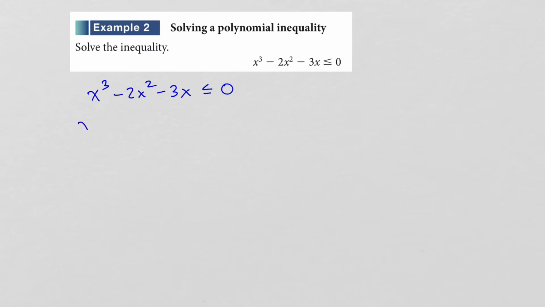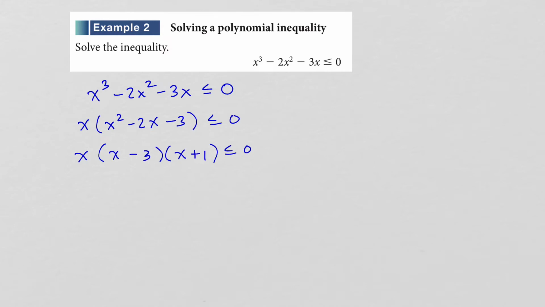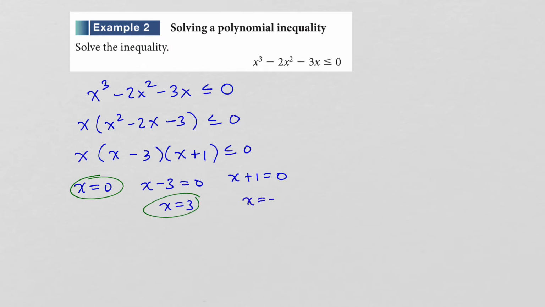Next step, we'll go ahead and factor. So I can take out a greatest common factor of x on the left-hand side. And when I do that, I can continue factoring the quadratic factor here. And now we have it completely factored. Next thing we do is we set each one of those factors equal to 0, and we solve. So here we get x equals 0. For the second one, we get x equals 3. And for the third one, we get x equals -1.